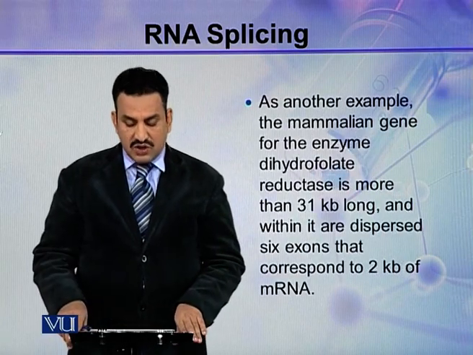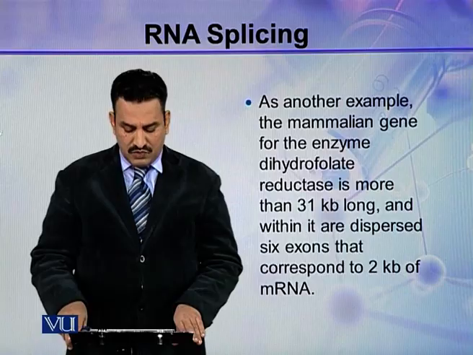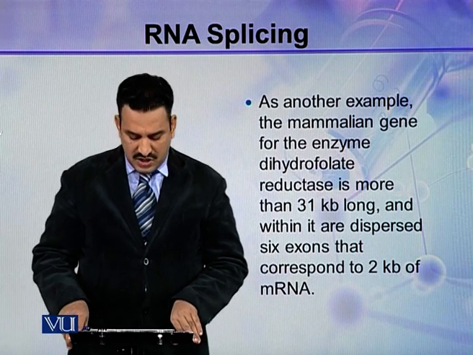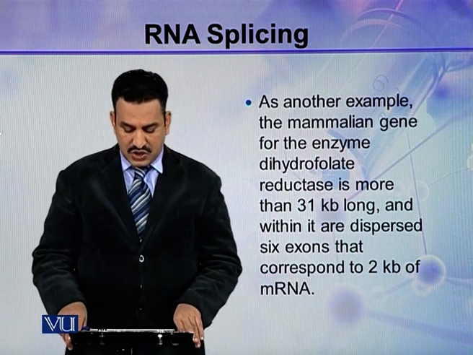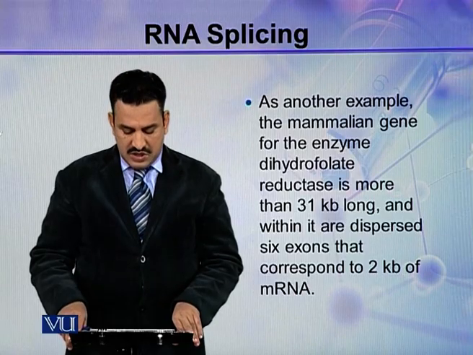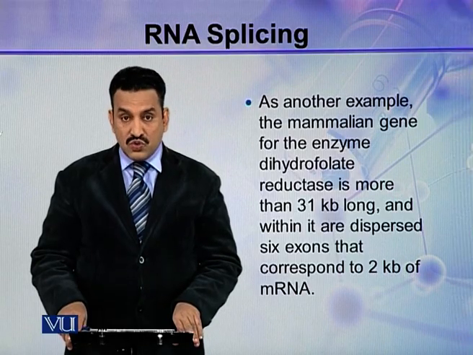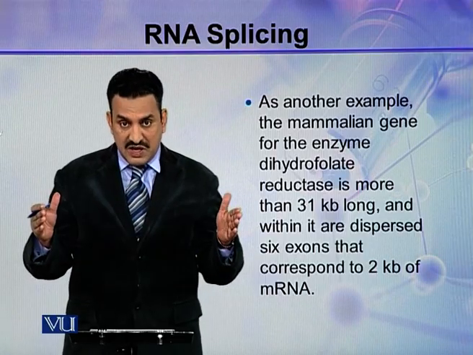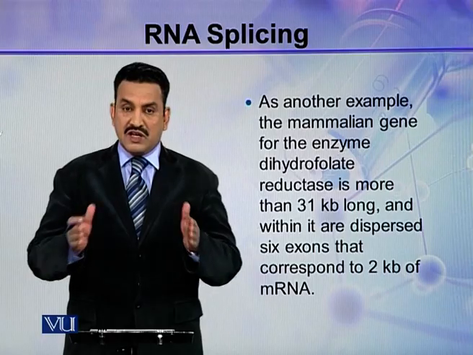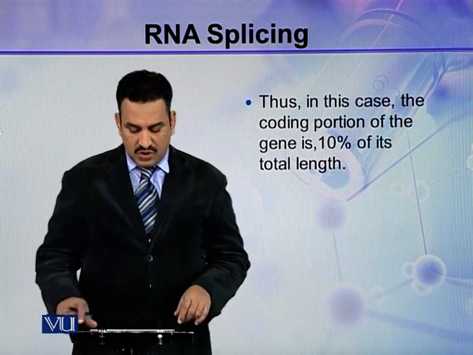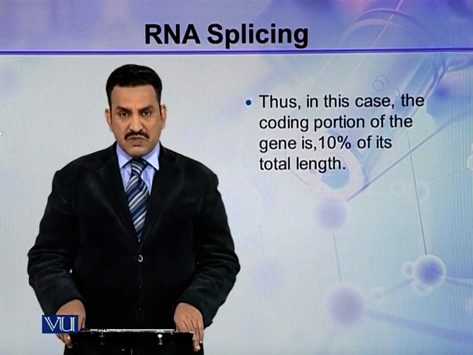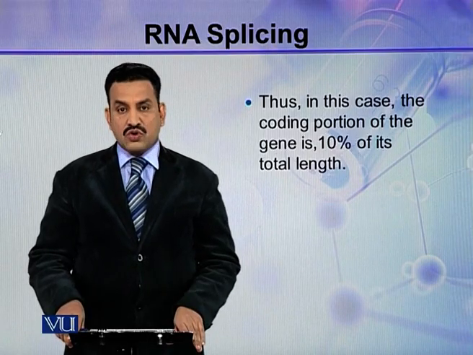As another example, the mammalian gene for the enzyme dihydrofolate reductase is more than 31 kb long, and within it are dispersed 6 exons that correspond to only 2 kb of the mRNA. So the gene is 31 kb and the actual mRNA is only 2 kb. So in this case, the coding portion of the gene is 10% or even less of its total length.